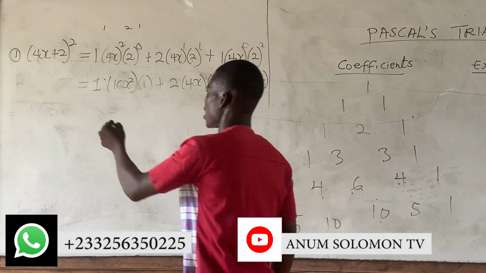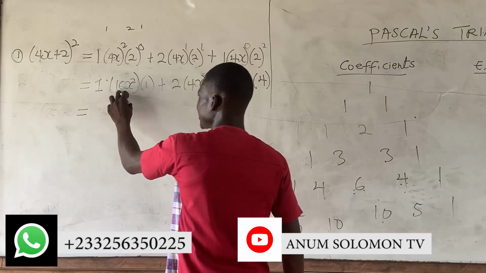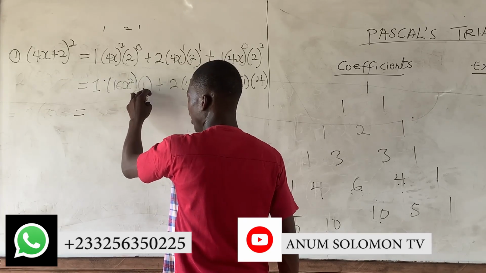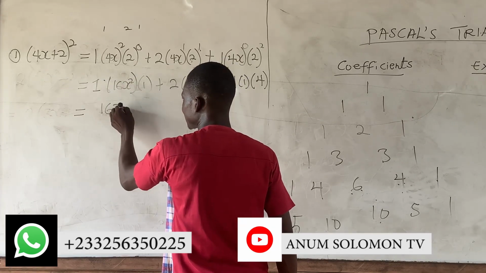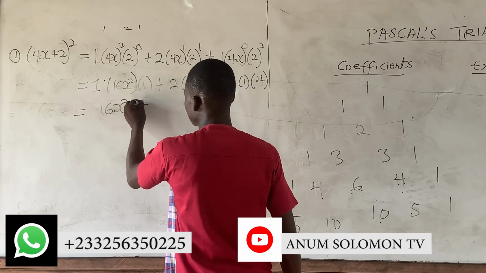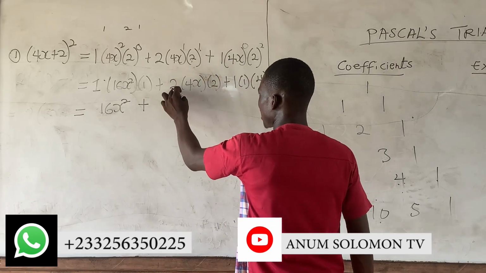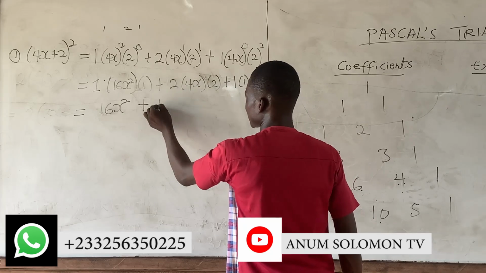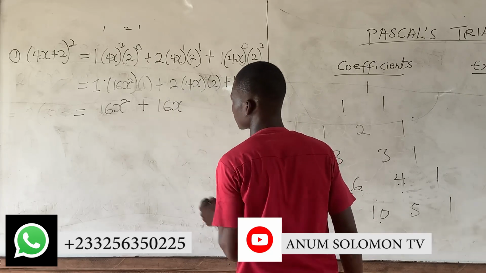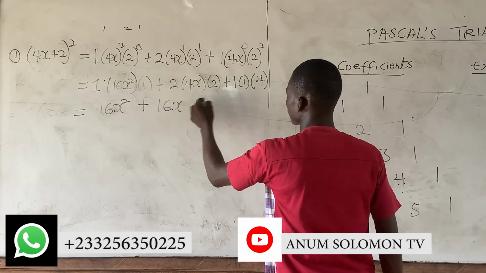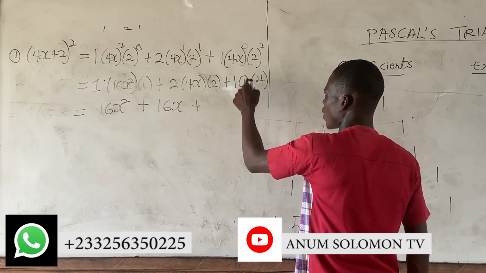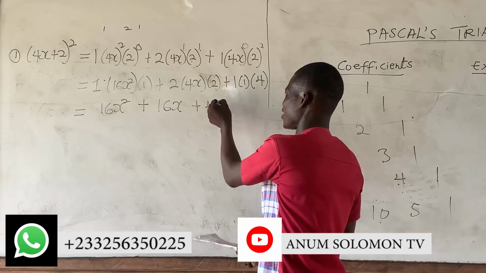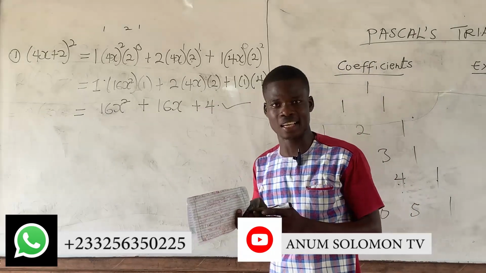Now let's simplify everything. So 1 times 16 is 16. So we have 1 times 16x squared is 16x squared. We have 16x squared plus 2 times the 4s is 8s. 8s times 2 is 16x, plus 1 by 1 is 1. 1 by 4 is 4. So this is our final results, or our final answer.